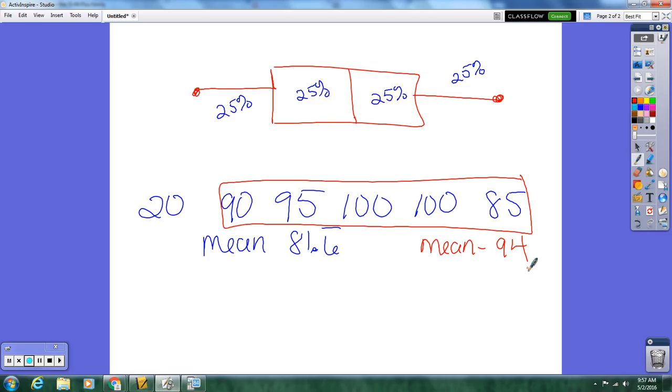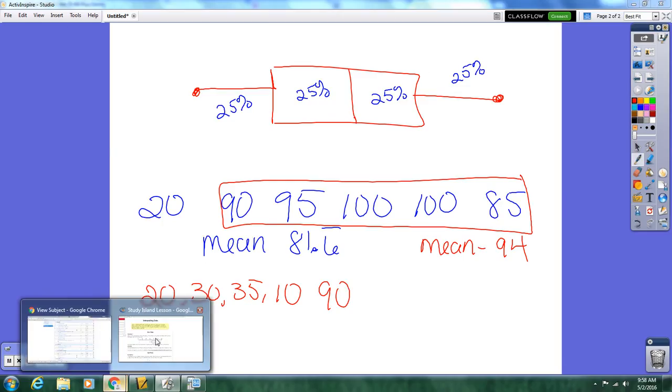Well, just the opposite if I had a bunch of low numbers. If I had a bunch of low numbers and all of a sudden I had a high number, if I take out that high number, what do you think is going to happen to the mean? It'll go down. The mean will go down.